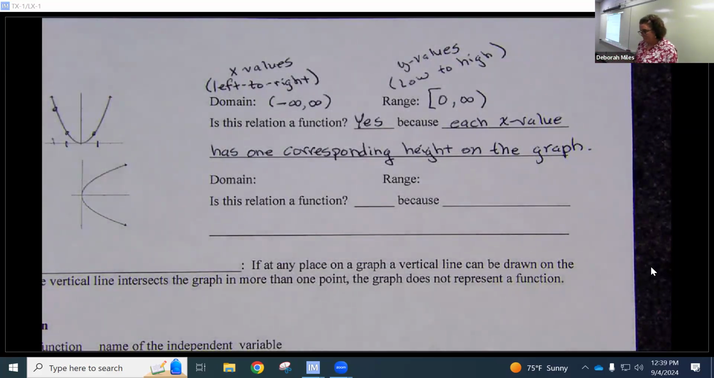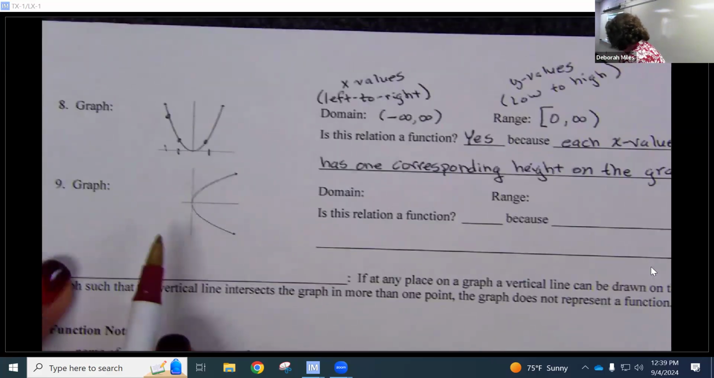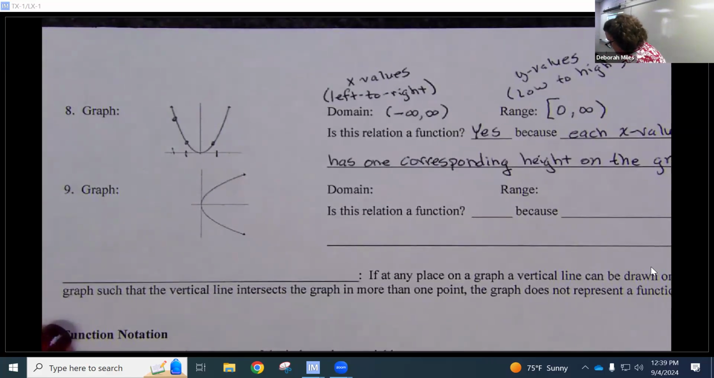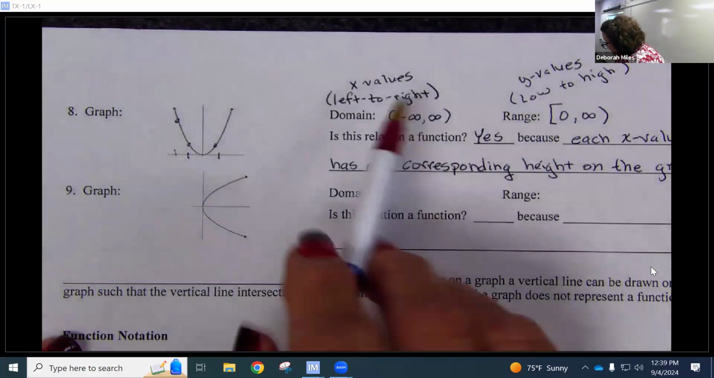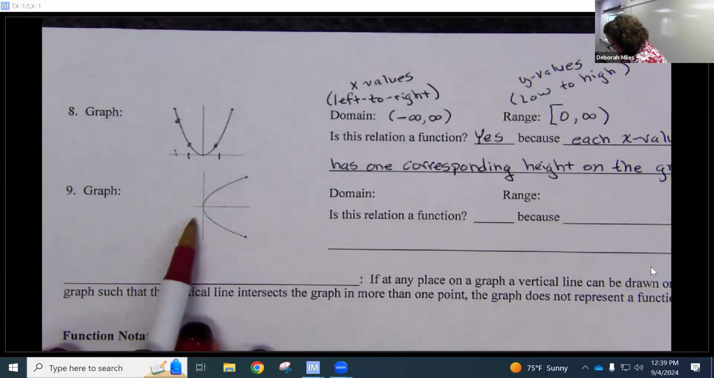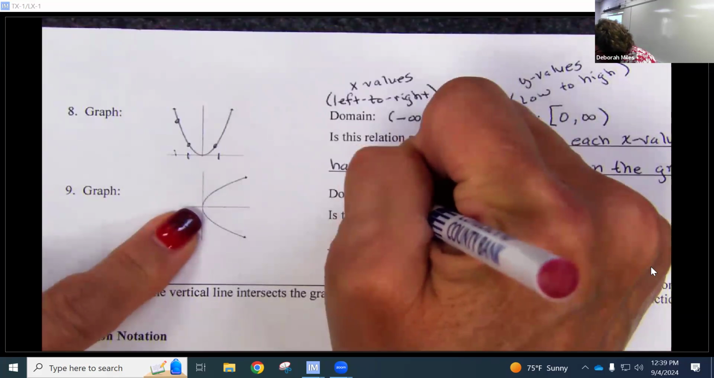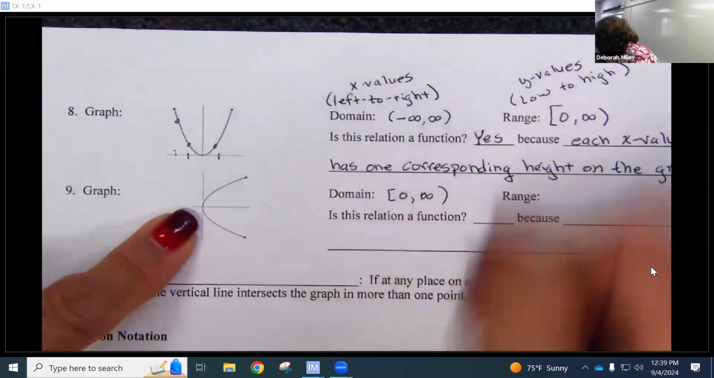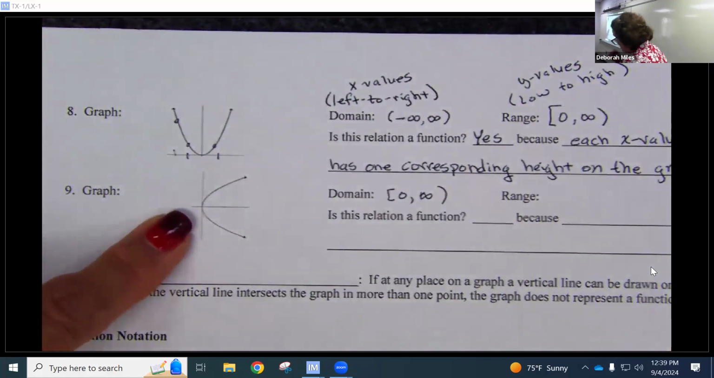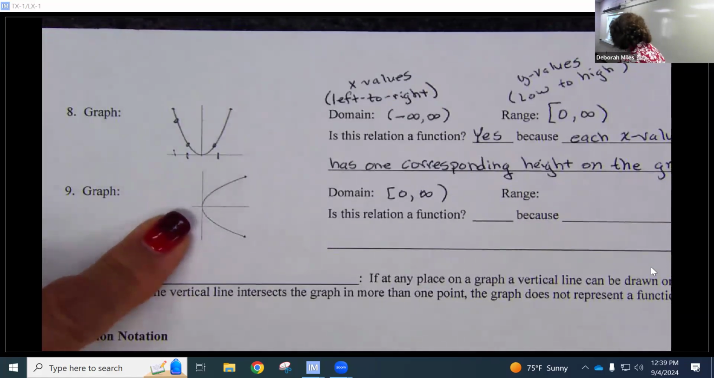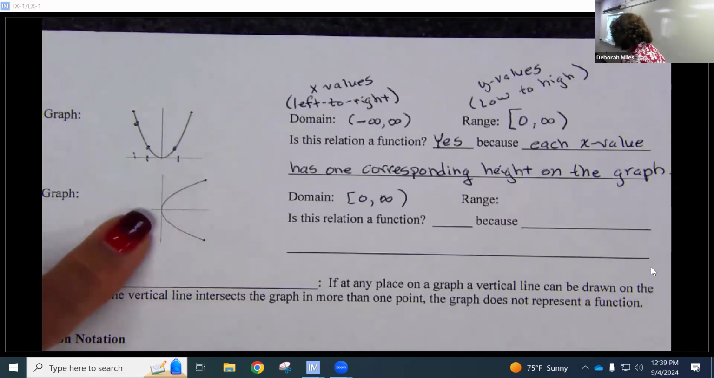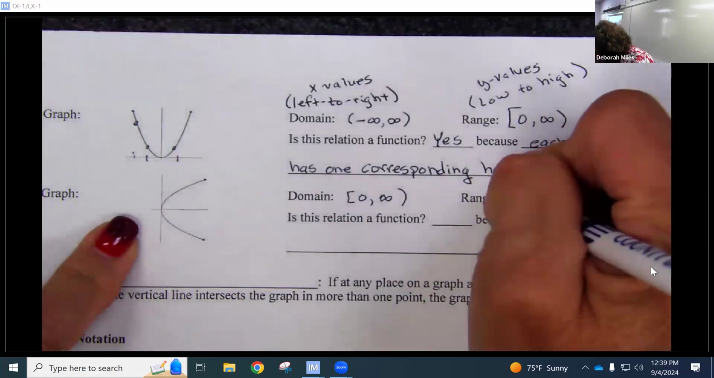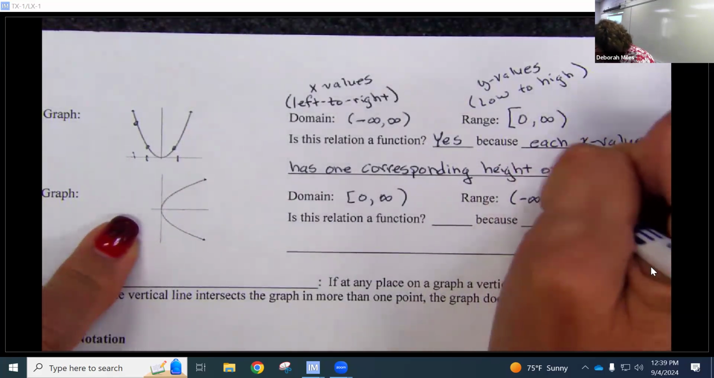All right, one more. What's the domain of the relation defined by that graph? The x values left to right. Somebody said it. At most x is 0, and then the x's go forever to the right, so 0 to infinity. What y values can be obtained from this graph? How low does it go to how high does it go? It goes from forever down to forever up.